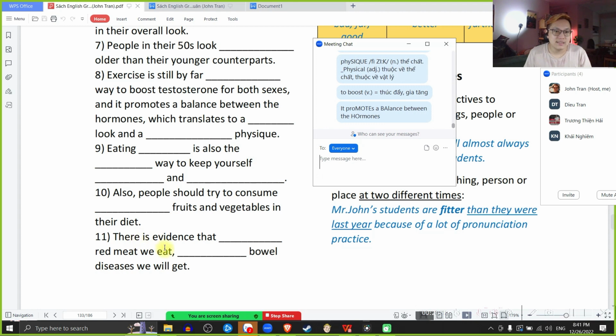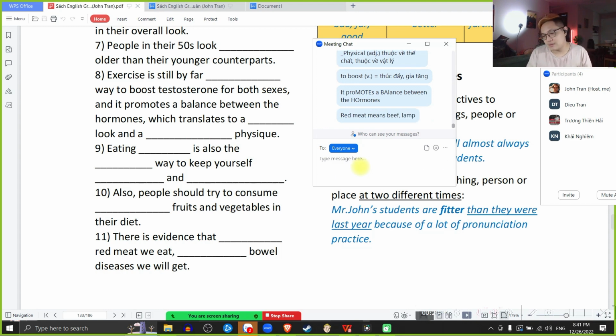Number 11. There is evidence that, có bằng chứng rằng, something, red meat we eat, cái thịt đỏ mà chúng ta ăn vào á. So red meat means beef, lamb, thịt bò, thịt cừu, nó là thịt đỏ. Red meat we eat something, bowel diseases, bệnh đường ruột.